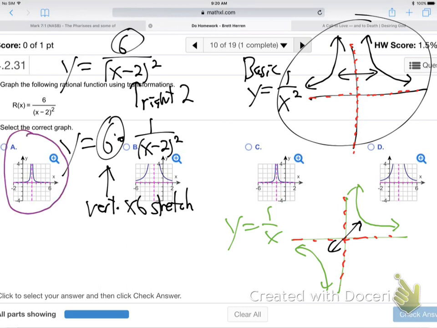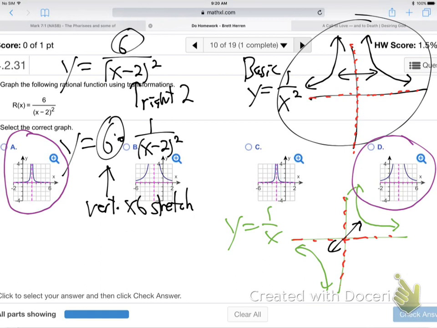A and D have both been moved right 2. B and C are out. They've been moved left 2. That's not correct. So you with me so far? We've got to decide between A and D, right? A and D have both been moved right 2. The crosshairs are at right 2. Okay, so now which one of those is it?